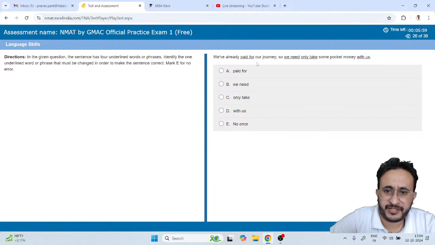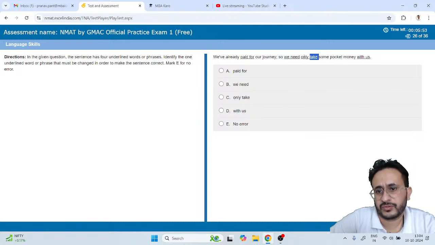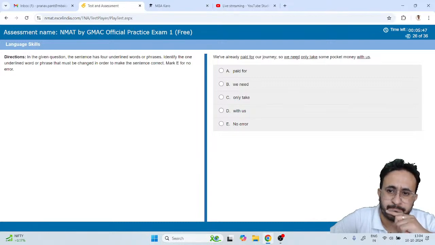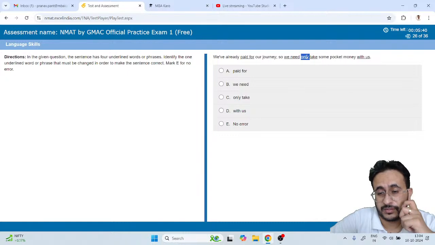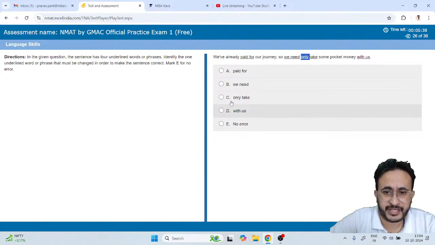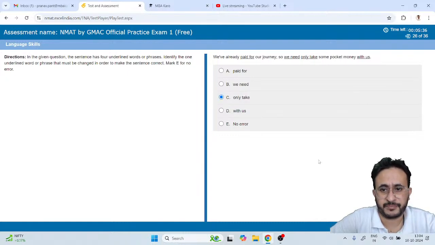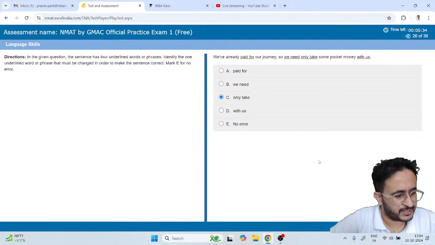We've already paid for our journey, so we need only take some pocket money with us. We need... only take will not come; to take will come. We need to take some pocket money with us. Okay, so that makes sense.